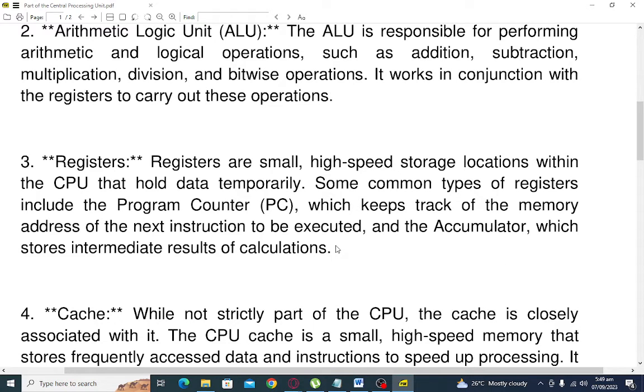Number 3, registers. Registers are small high-speed storage locations within the CPU that hold data temporarily. Some common types of registers include the program counter or PC, which keeps track of the memory address of the next instruction to be executed, and the accumulator, which stores intermediate results of calculations.